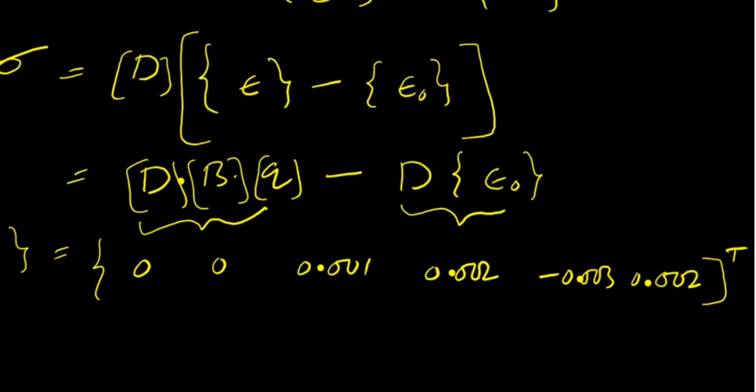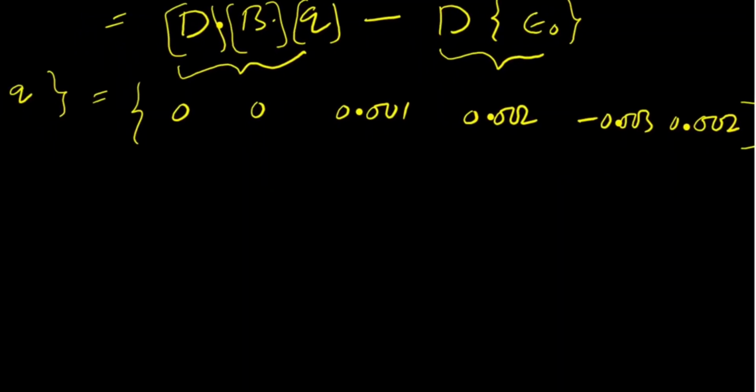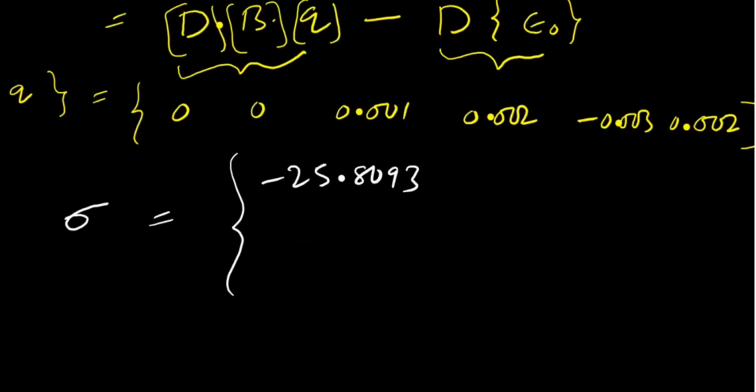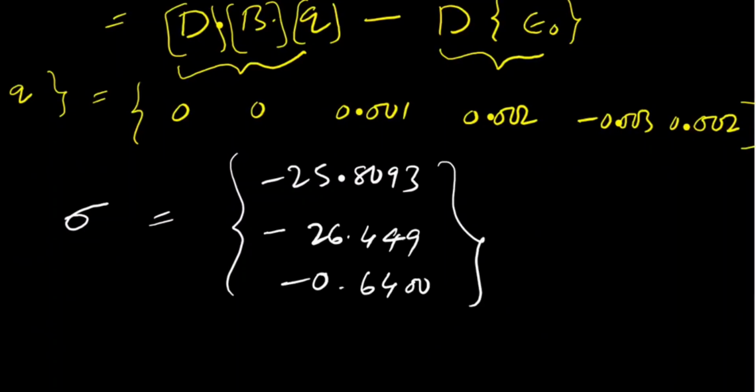So we are getting the final answer. I will write it here because it will take more time. After subtraction we get sigma x as minus 25.8093, sigma y as 26.449, and the last one, sigma z, as minus 0.6400. These are the stresses in the element, in megapascal. So thank you for watching.